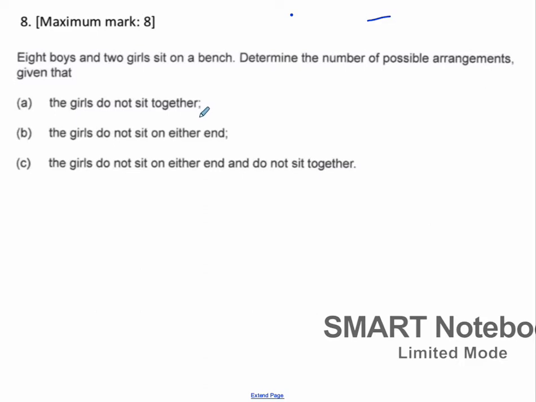Okay, and this first question here: 8 boys and 2 girls sit on a bench. Determine the number of possible arrangements given that the girls do not sit next to each other. So there's a couple ways to go about this.